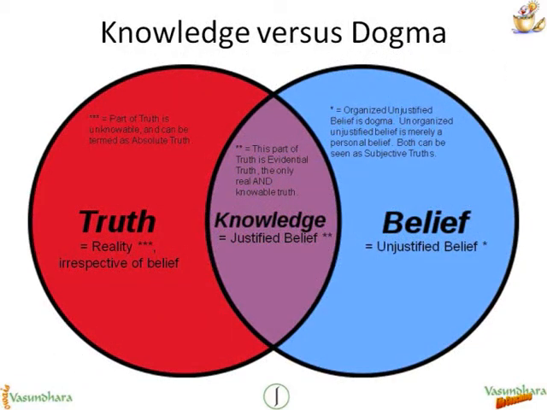Now, this slide is probably the most important slide of this series. Why? Because it gives us the relationship between truth, knowledge, belief, and dogma. Now, what is truth? Truth is reality, irrespective of belief. We may or may not believe something, it will still continue to exist. In fact, we may not even be able to understand it. A large part of truth is indeed unknowable. Why is it unknowable? Because it is beyond the pale of our minds.